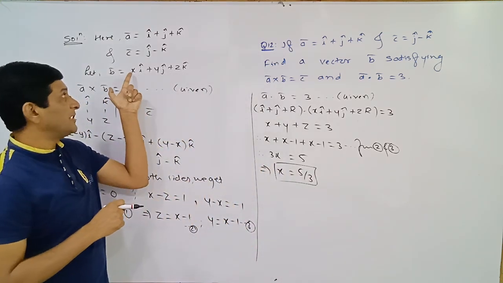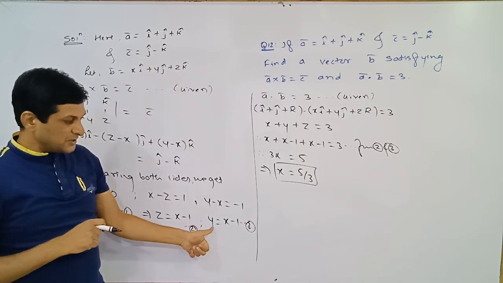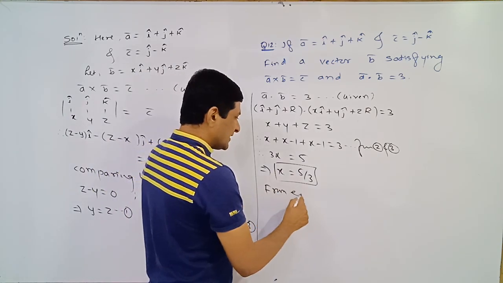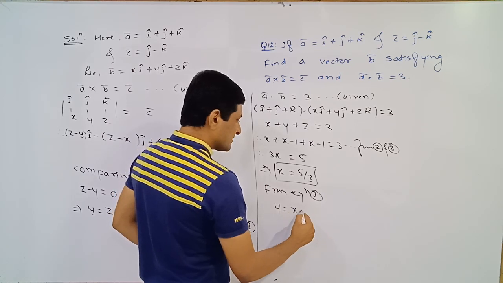Which first required value? x. Now we are trying to find y and z. From equation number 3, what is y? x minus 1. So from equation 3, y is equal to x minus 1.